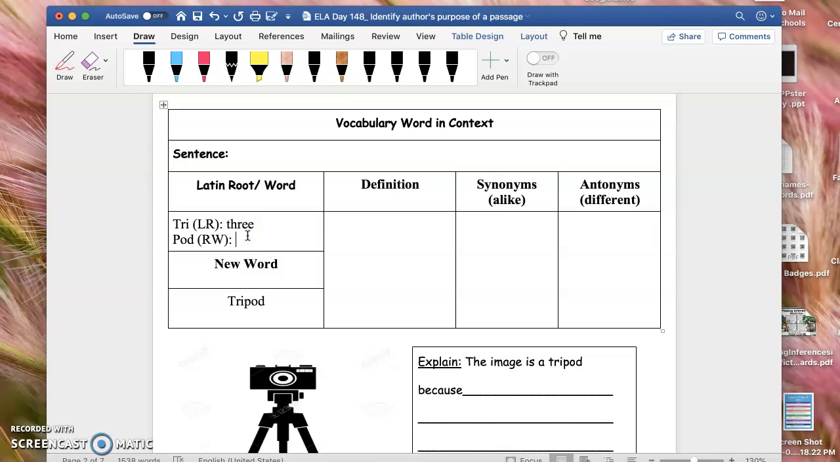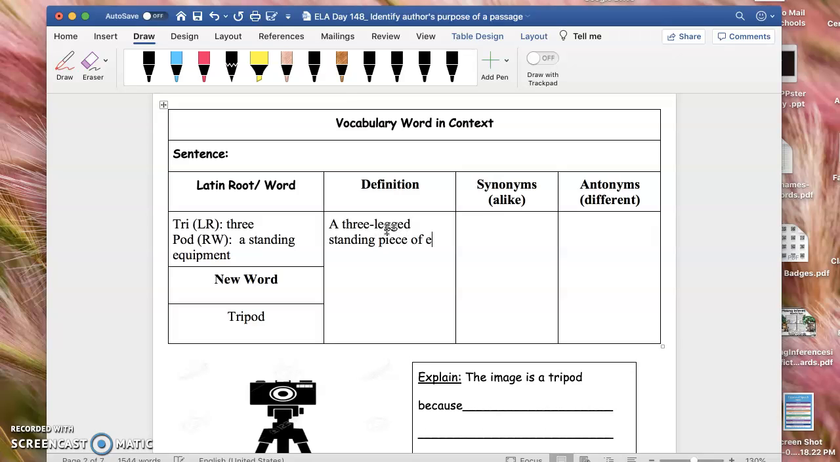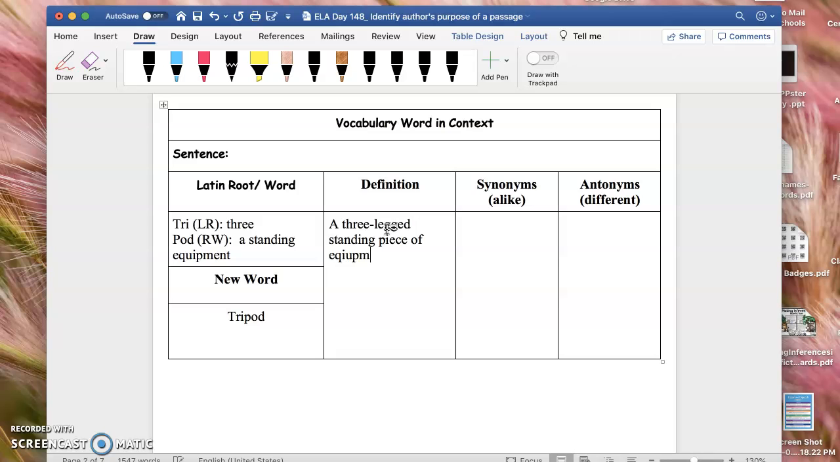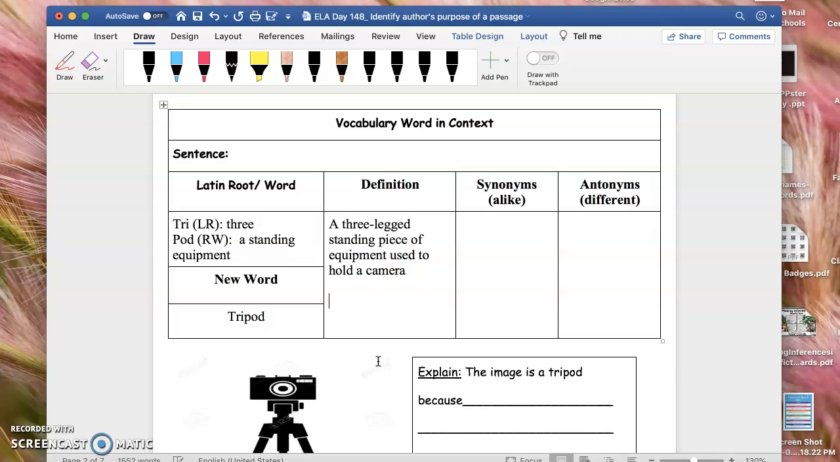And then pod is a standing equipment, okay? All right, excellent. When we put those two roots together, it becomes tripod, and it becomes a new definition. The definition of tripod is a three-legged standing piece of equipment used to hold a camera. Usually when you're videotaping something, you use a tripod, right? It has three legs and you can put the camera on top to take pictures or to videotape, right?